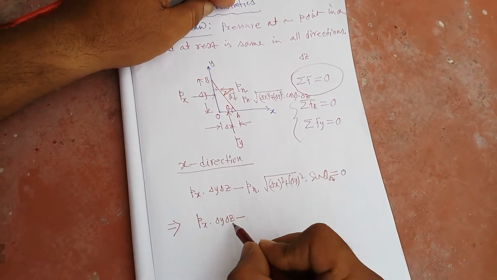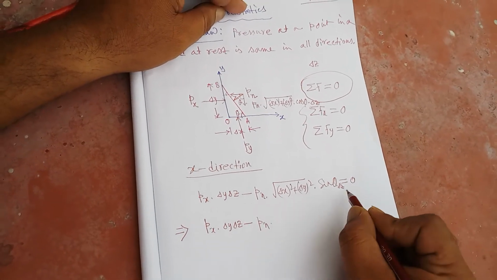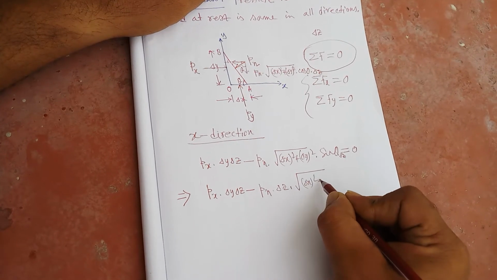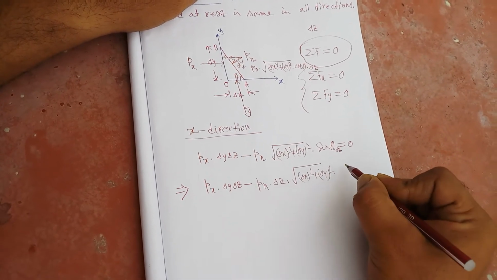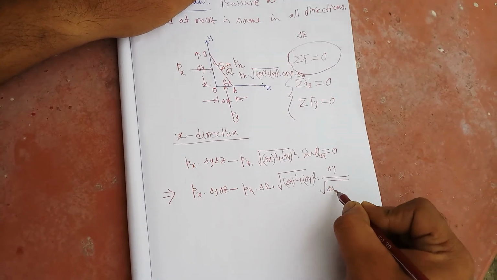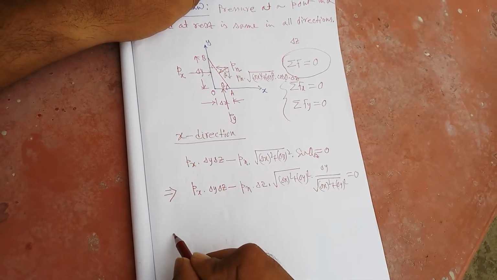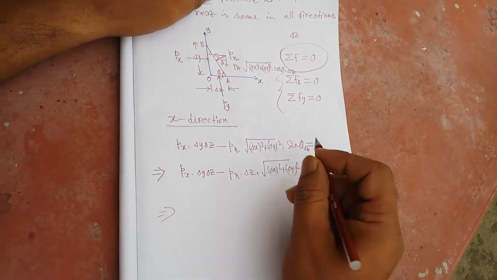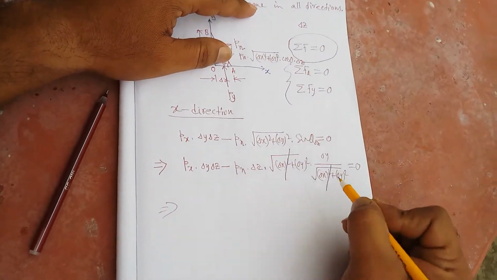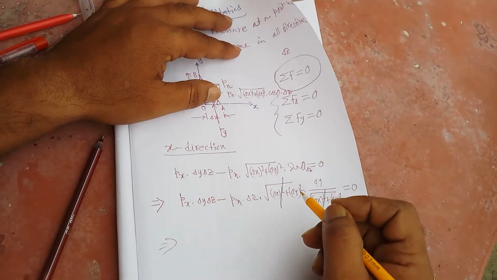So Px into delta y delta z minus Pn into delta z I am writing here, then this hypotenuse, then sin theta. Sin theta means delta y divided by the square root of delta x square plus delta y square, which is equal to 0. Therefore these hypotenuse terms are cancelled. So this becomes delta y into delta z into Pn. Here delta y delta z has appeared.